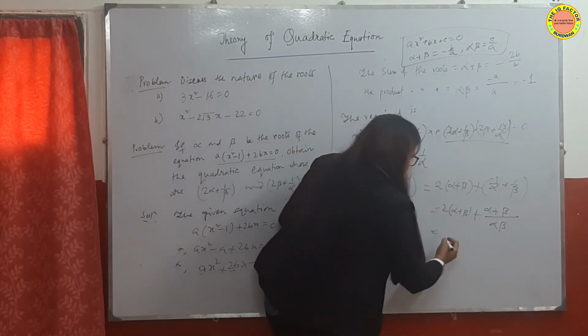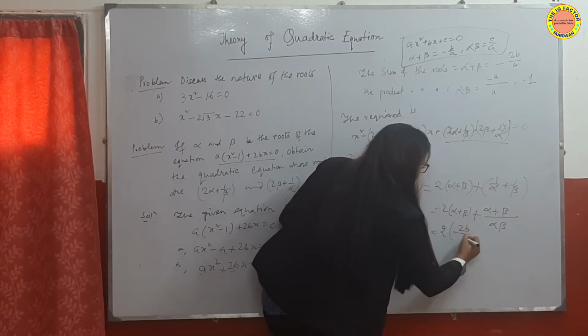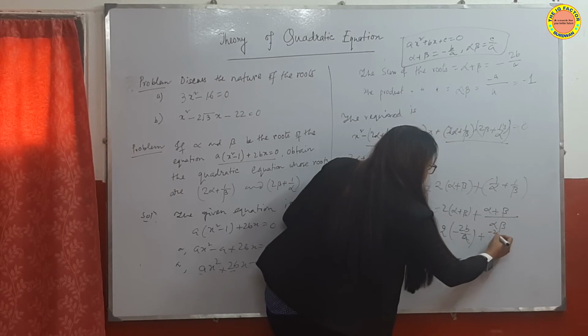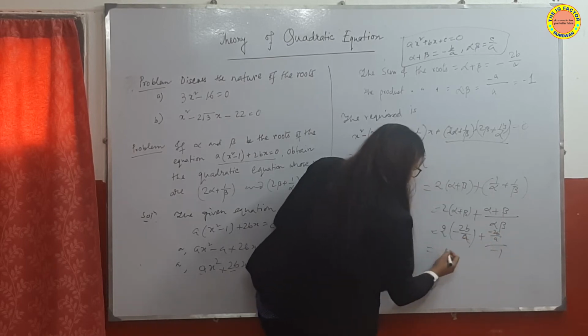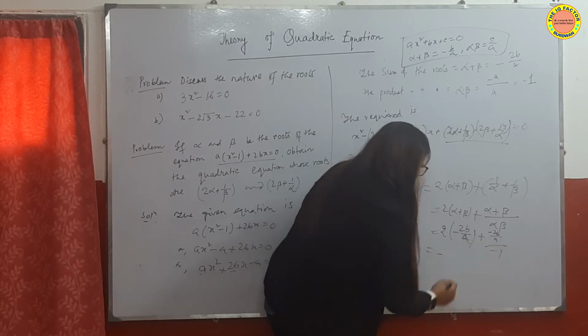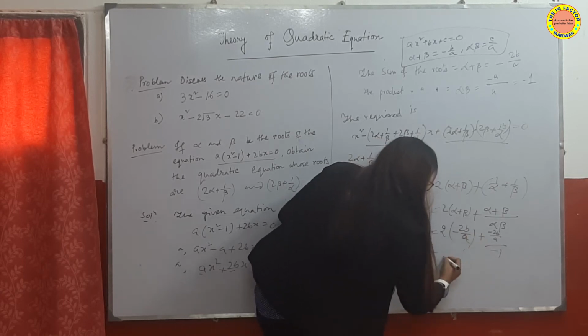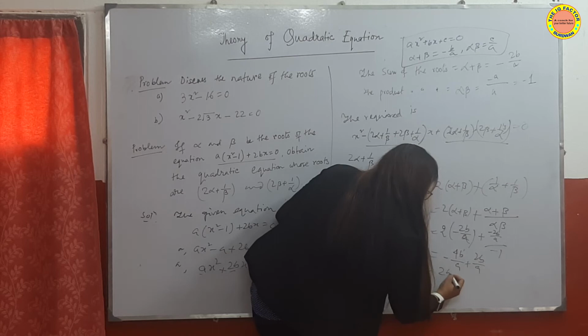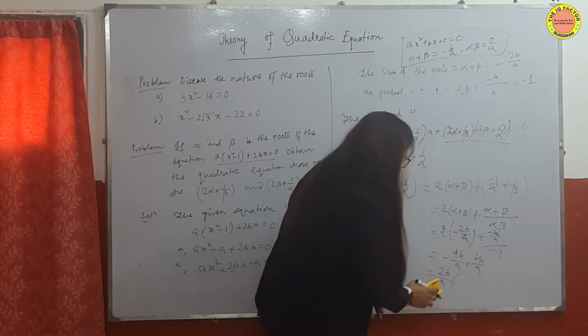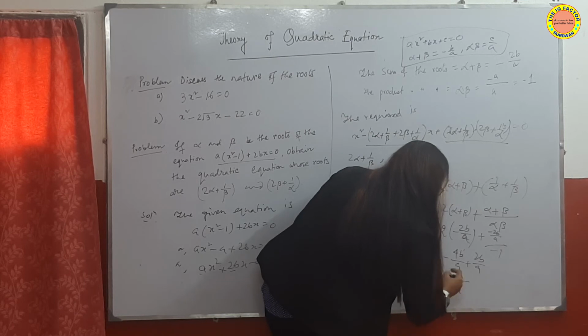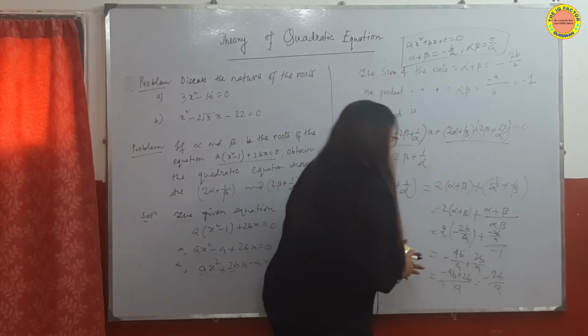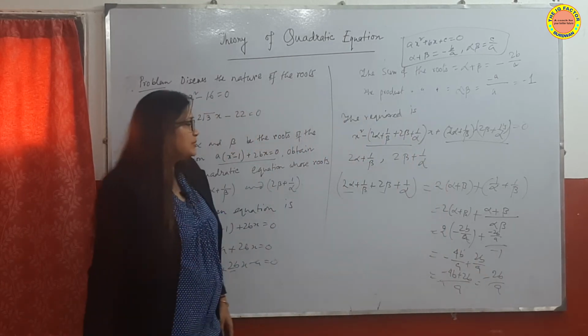Put the value here: 2 into minus 2b by a plus minus 2b by a divided by minus 1. So minus minus is plus. It is minus 4b by a plus 2b by a, so minus 4b plus 2b, it is minus 2b by a. So the sum of the roots is minus 2b by a.